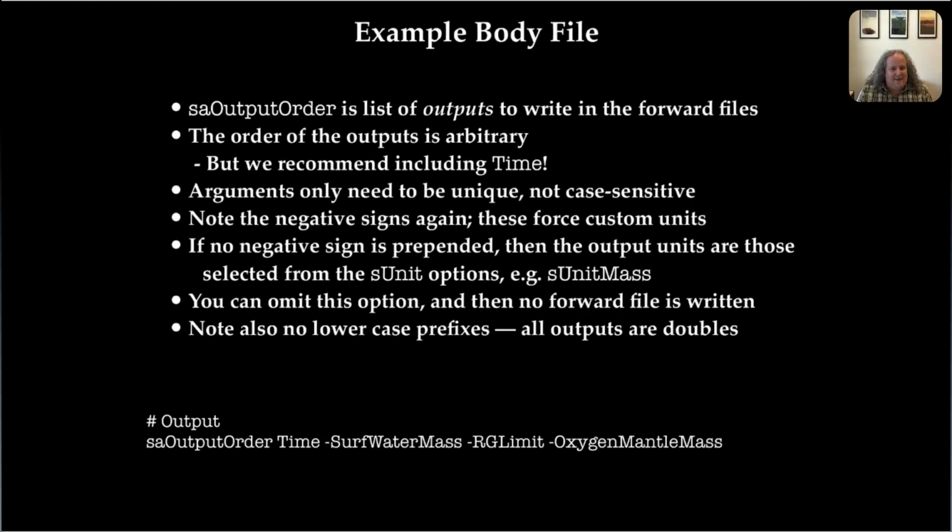In contrast with the options, however, the arguments to saOutputOrder do not need to be unique, and they are not case sensitive. In this case, we've used the full names of the outputs. Note that some of these outputs have negative signs. As before, these negative signs force custom units, and again, you can check the documentation to learn more about them. If no negative sign is prepended to an output, then the output units will be the same as those selected with the sUnit option. So, for example, if you were to output the mass of a planet and the output did not include a negative sign, the units would be whatever you specified for the argument to the option sUnitMass.